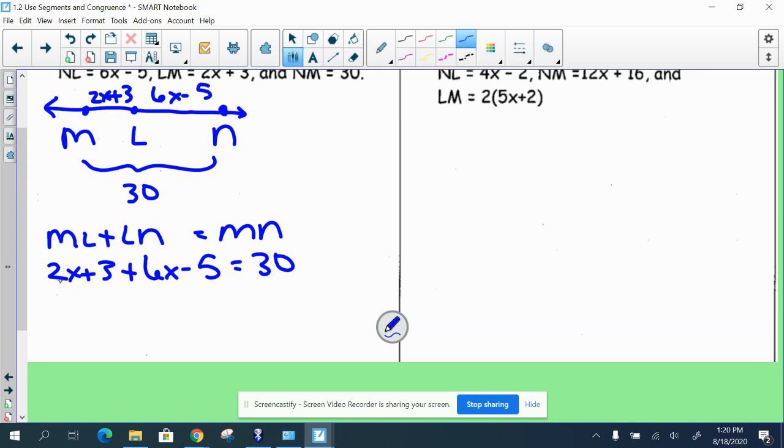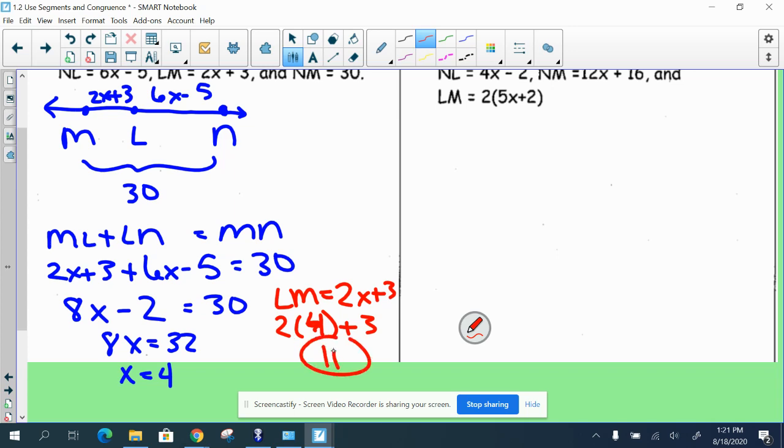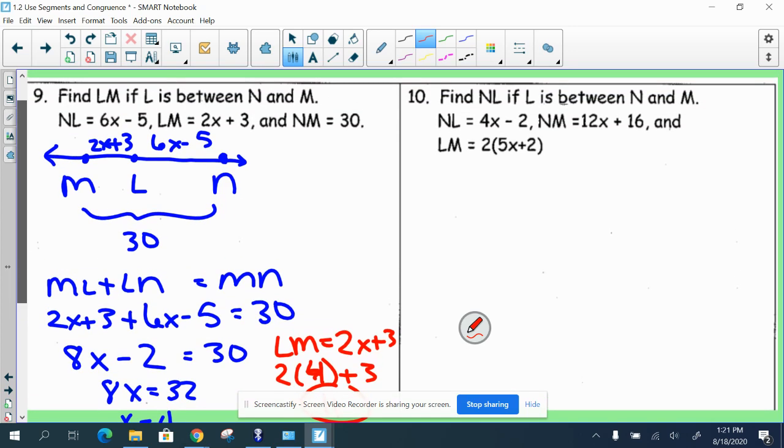All right, so combining x's would give you 8x. Combining 3 and negative 5 would give you negative 2. Add the 2 over, and then that means x is 4. So if x is 4, we'll find LM by plugging in 4 into the expression for LM, which is 2x plus 3. So that gives us 2 times 4 plus 3. 8 plus 3 is 11. Awesome.